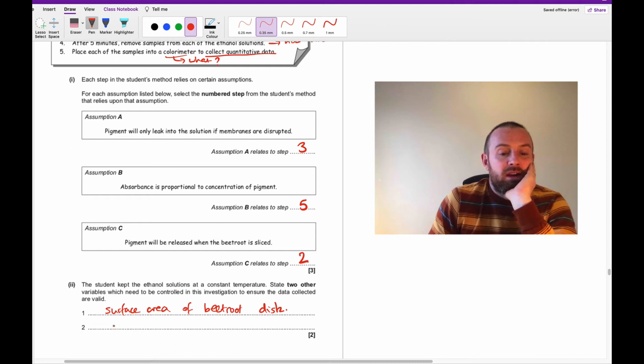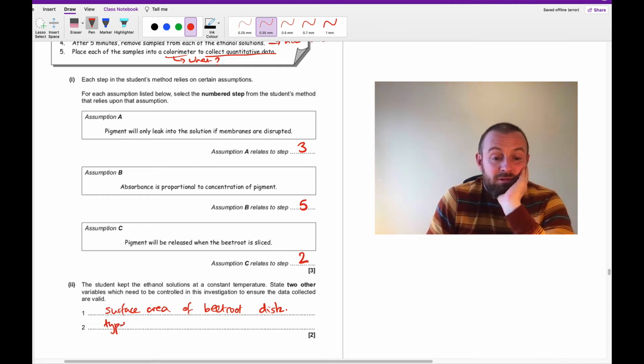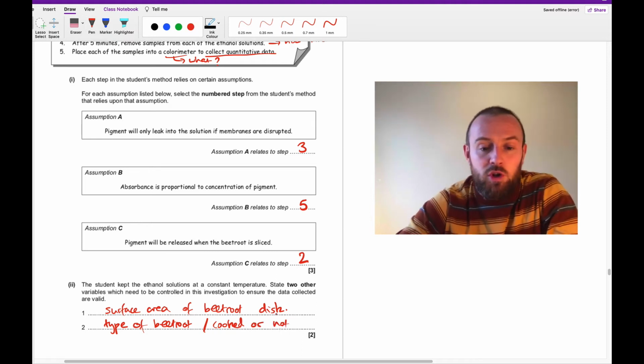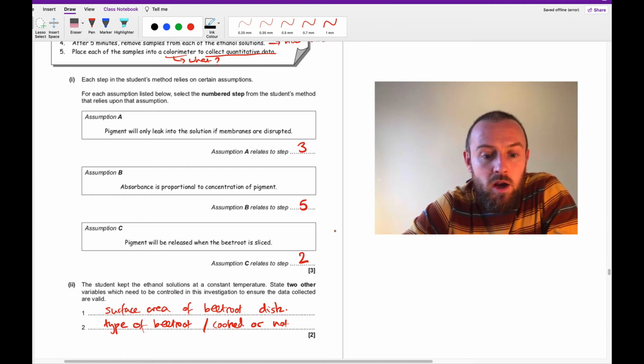And the other thing would be the beetroot itself, the type of beetroot. I guess there are different types of beetroot. Whether it's cooked or not, for example. That has a massive impact. I've accidentally done it with cooked beetroot once and the experiment does not work.